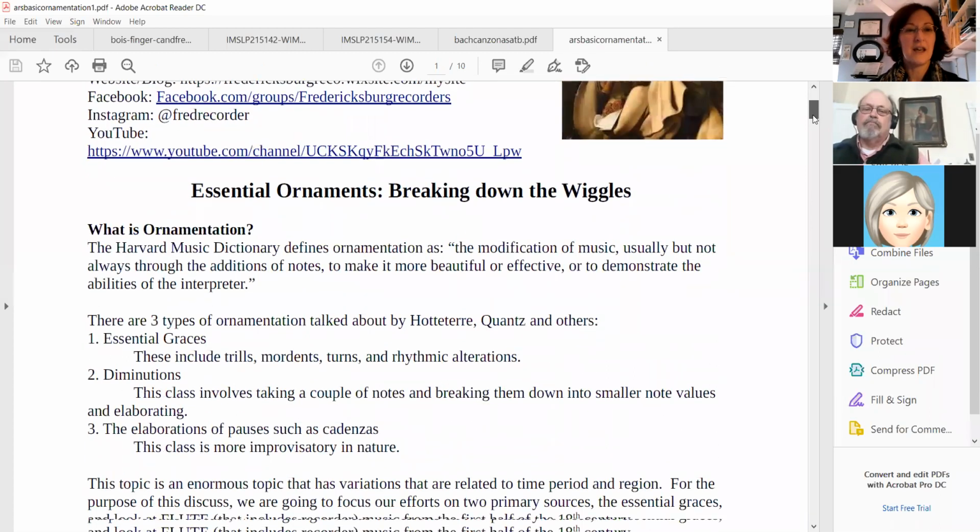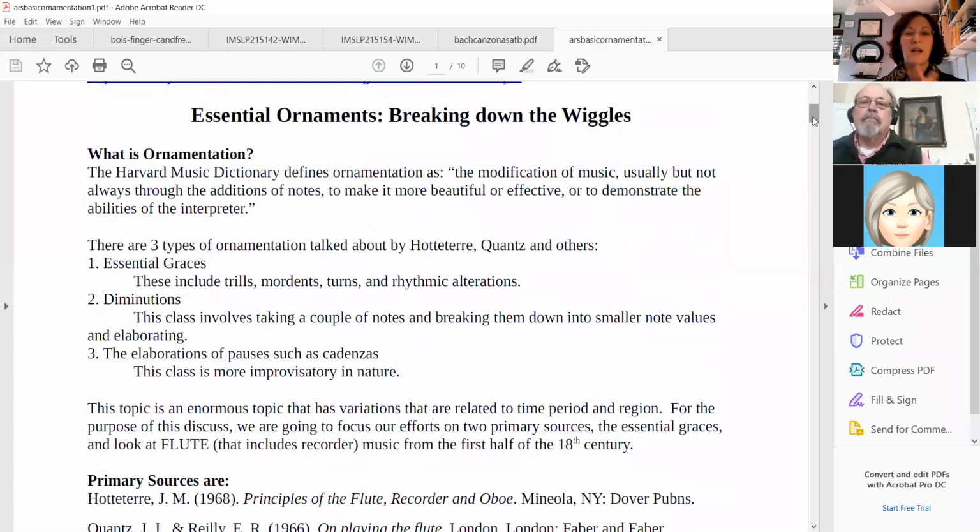All right. So, essential ornaments. We're going to break down the wiggles today. All those scary things that we see on music that we just don't know what to do with. So, what is ornamentation? The Harvard Dictionary of Music defines ornamentation as the modification of music, usually but not always through the addition of notes, to make it more beautiful or effective, or to demonstrate the abilities of the interpreter. It's kind of a broad definition, but I decided to go for it.